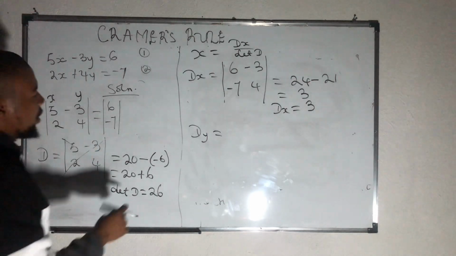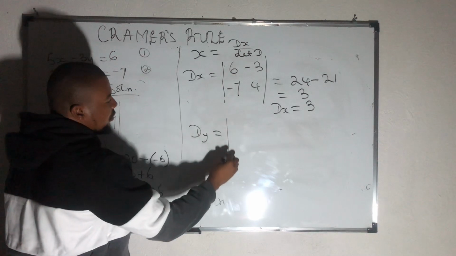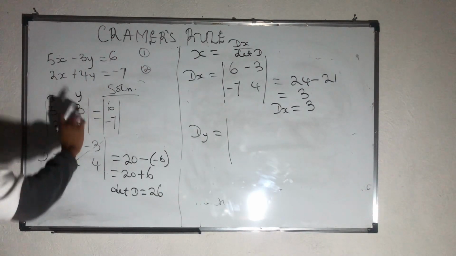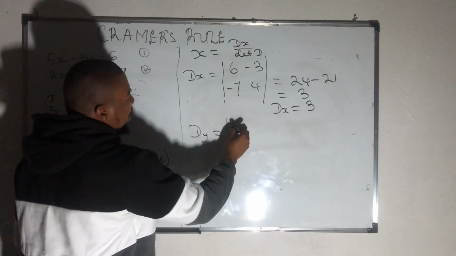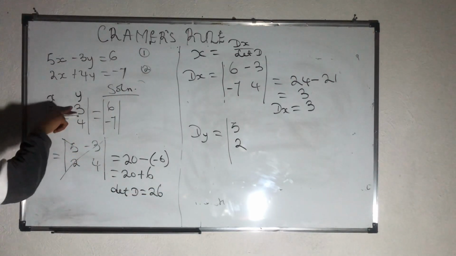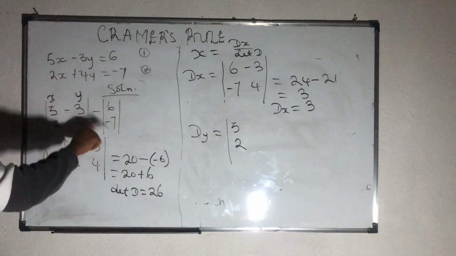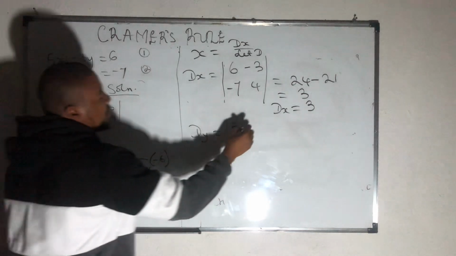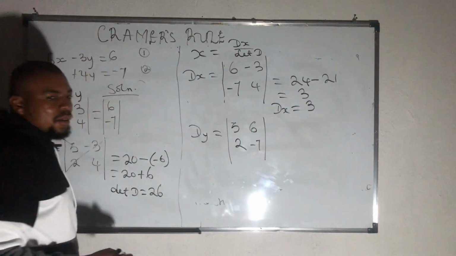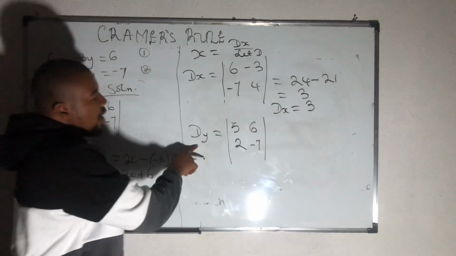Hence, this is going to be, everything remains the same apart from the y. We have 5, 2, and for here, we replace negative 3 and 4 with 6 and negative 7. Hence, we have 6 and negative 7. Let's go ahead and find the determinant for our y.